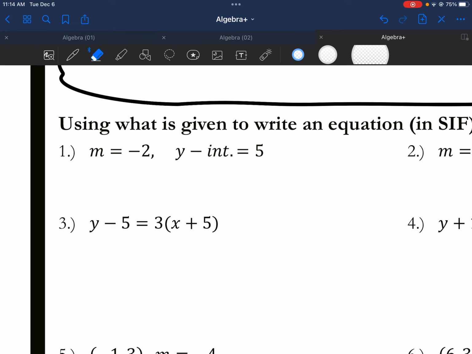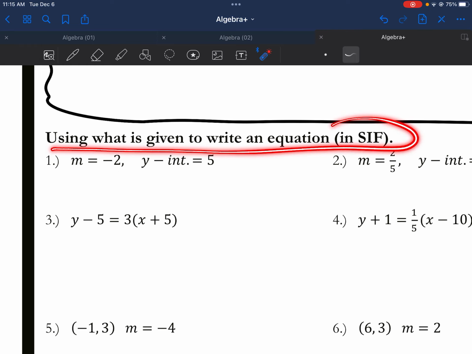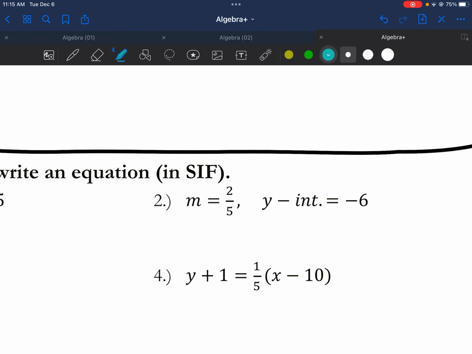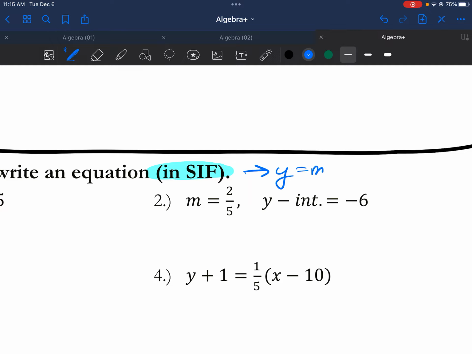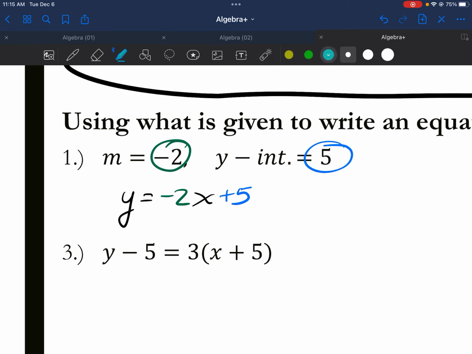Number 1. The directions here say using what is given, write the equation in slope-intercept form. So all of these equations in the final format should be in slope-intercept form, which we know is y equals mx plus b. That's what we want them all to look like. Y is isolated. Well, for number 1, I have a slope and I have the y-intercept, meaning I can immediately put this into slope-intercept form. There's nothing for me to manipulate. It gives me the final answer I was looking for.